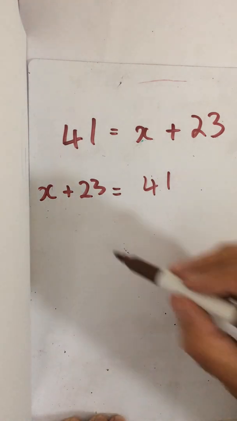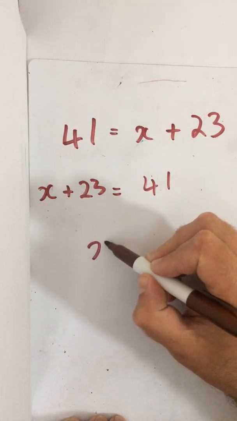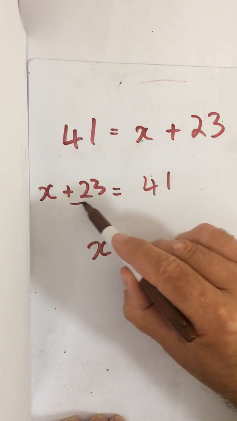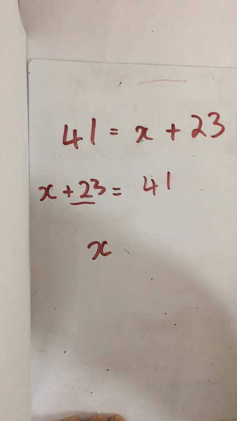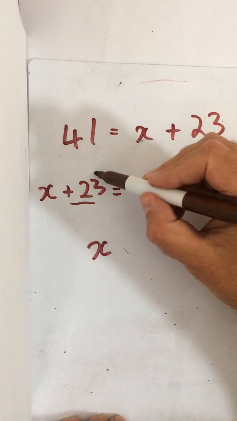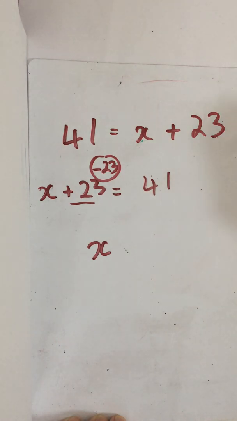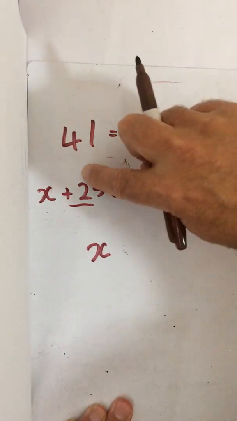So now let's have a look. I want to be left with just x on this side, so I need to get rid of this positive 23. This is a positive 23. In order to do that, I need to take 23 away from it, don't I? I need to take, let me just change the color with that.